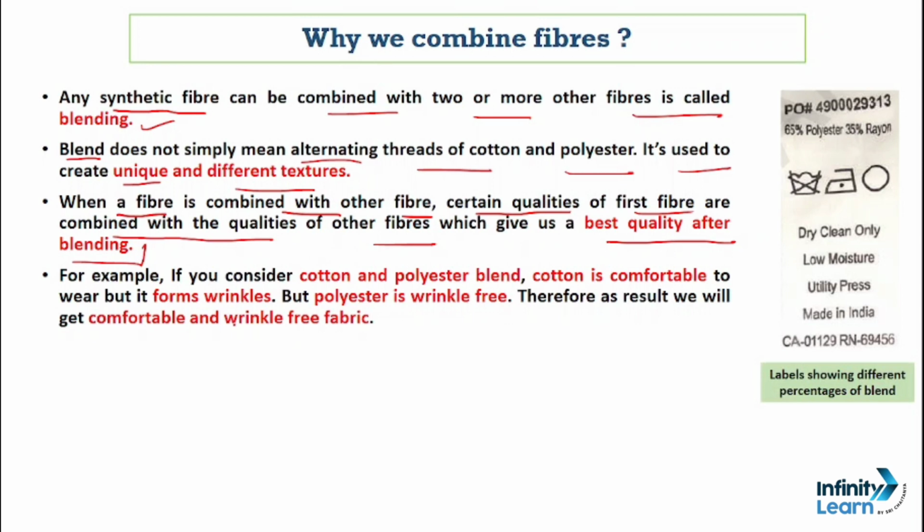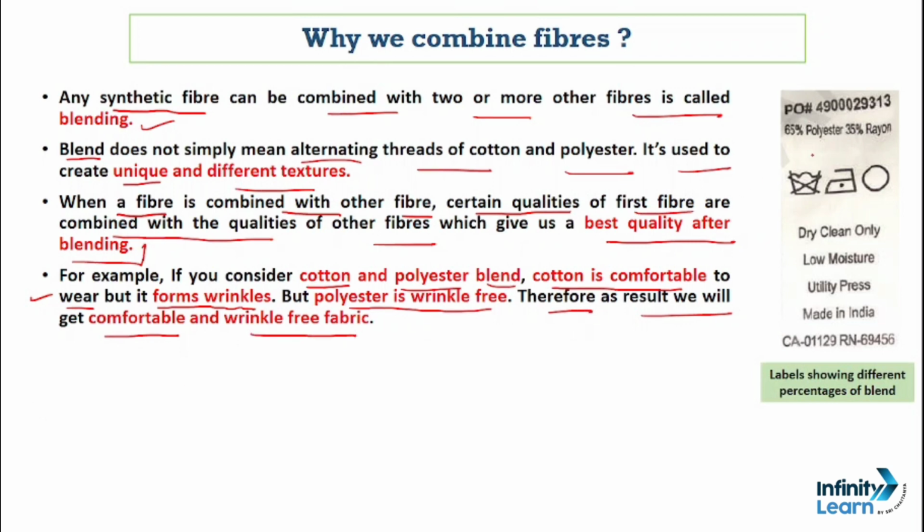As you can see here, to illustrate it we have taken an example that in a case if we take cotton and polyester together and blend them, as you know that cotton is comfortable to wear, but its disadvantage is that it forms wrinkles, but polyester is a wrinkle free synthetic fiber. Therefore by blending these two fibers together, at the end we get to see that the result will be a comfortable as well as wrinkle free fabric.